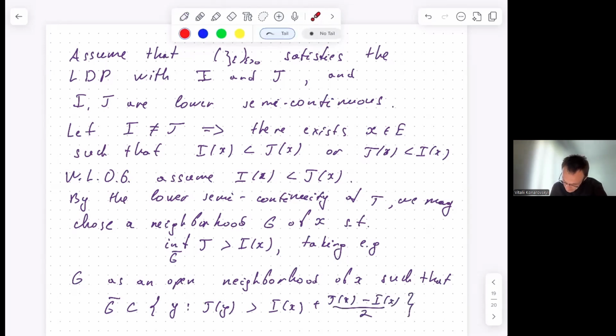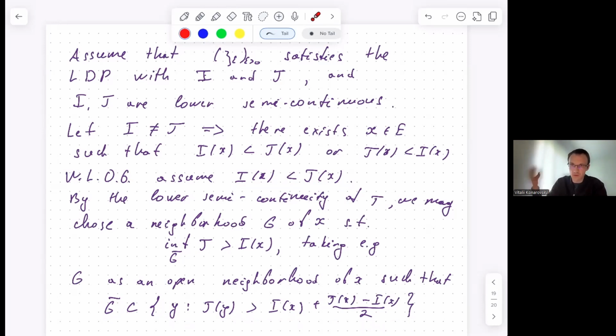I want to note that since that function is lower semi-continuous, this set is open, and also trivially the point x belongs to that set. Because when you put x here, you will come to the inequality, you can conclude that immediately. And also, since this set is open, you can always choose an open set that also belongs here, and then you can make it a little bit smaller, such that the closure also will be there.